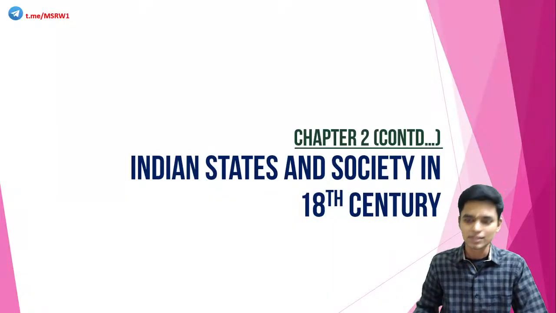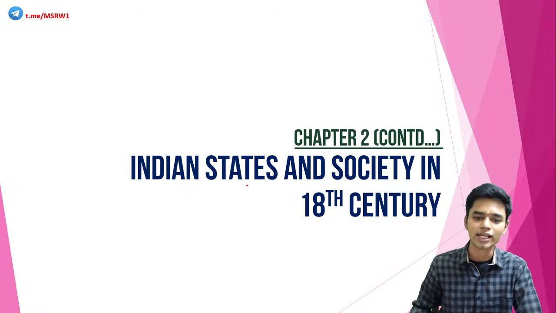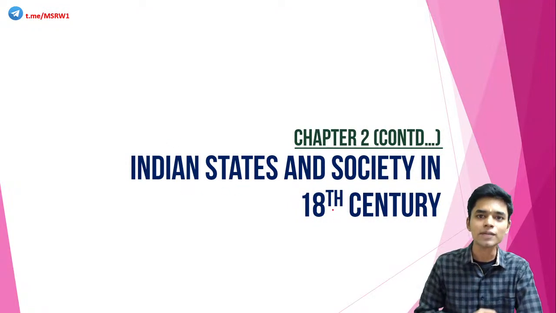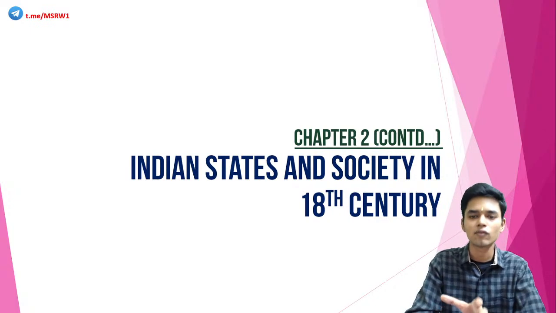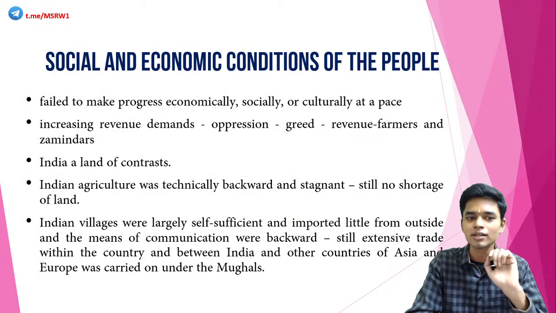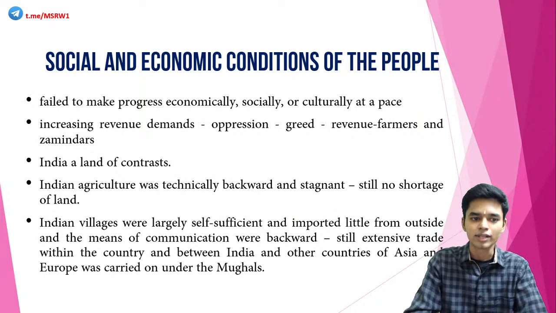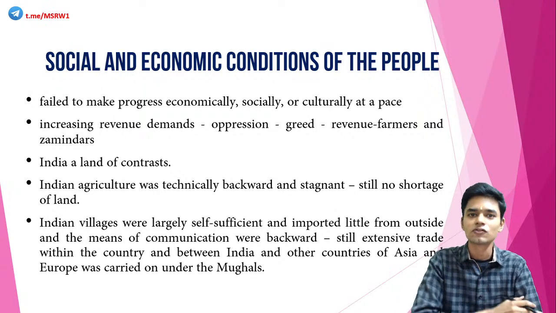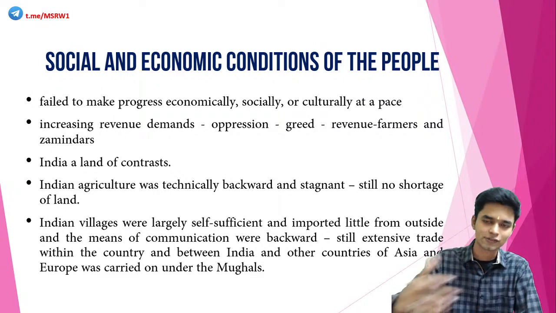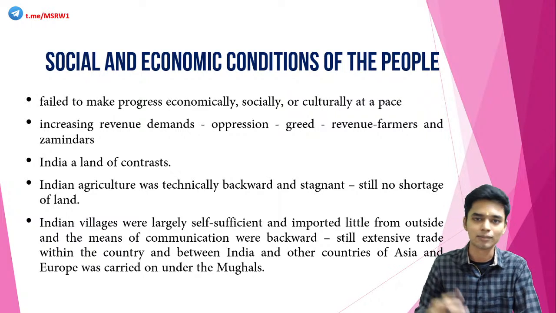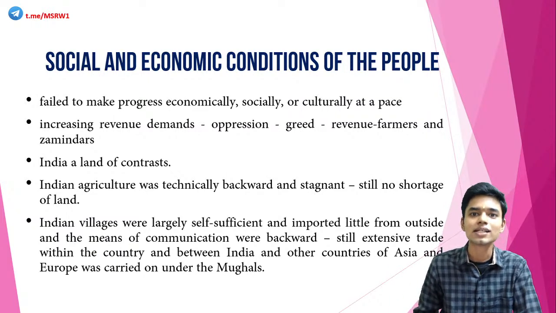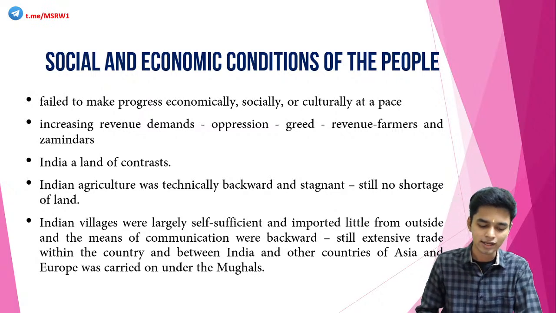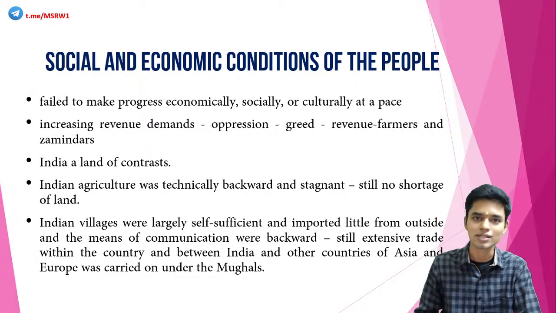So second chapter, continuation. Indian states and society in the 18th century. We looked into the initial part. I think we have one small topic remaining in that chapter, that is the social and economic conditions of the people around that time. So after the disintegration of the Mughals, what happened in India, the rise of small states like Hyderabad, Bengal, etc., we saw in the previous session. So how was the general setup of society and economy around this time? That is what we are going to see today.